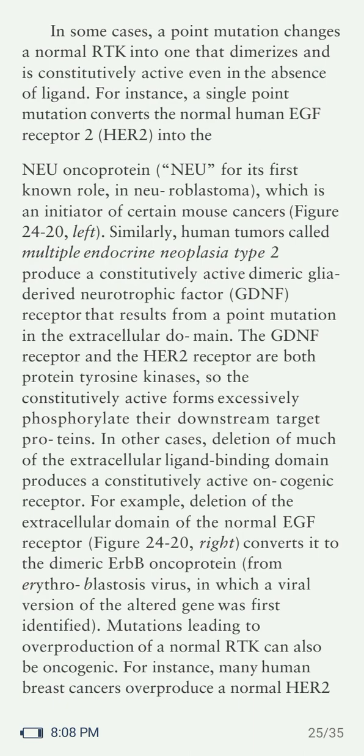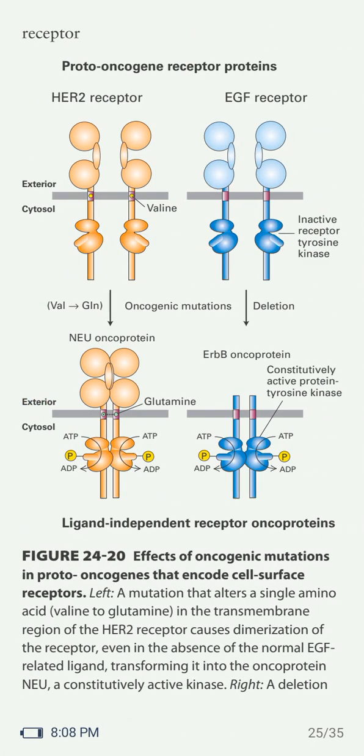The GDNF receptor and the HER2 receptor are both protein tyrosine kinases, so the constitutively active forms excessively phosphorylate their downstream target proteins. In other cases, deletion of much of the extracellular ligand-binding domain produces a constitutively active oncogenic receptor. For example, deletion of the extracellular domain of the normal EGF receptor converts it into the viral ERBB oncoprotein from erythroblastosis virus, in which a viral version of the altered gene was first identified. Mutations leading to overproduction of a normal RTK can also be oncogenic. For instance, many human breast cancers overproduce a normal HER receptor.